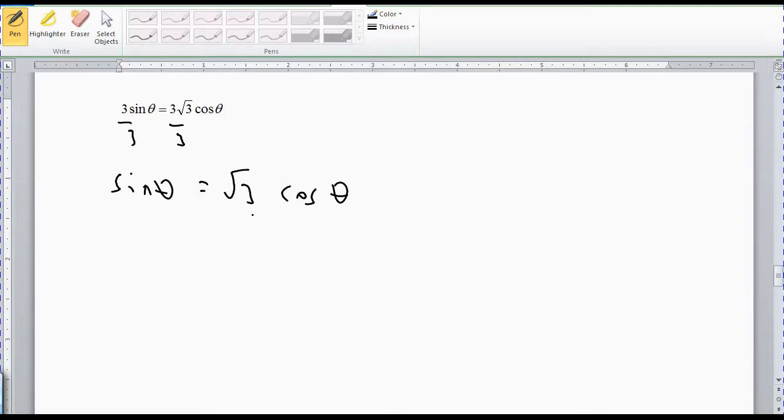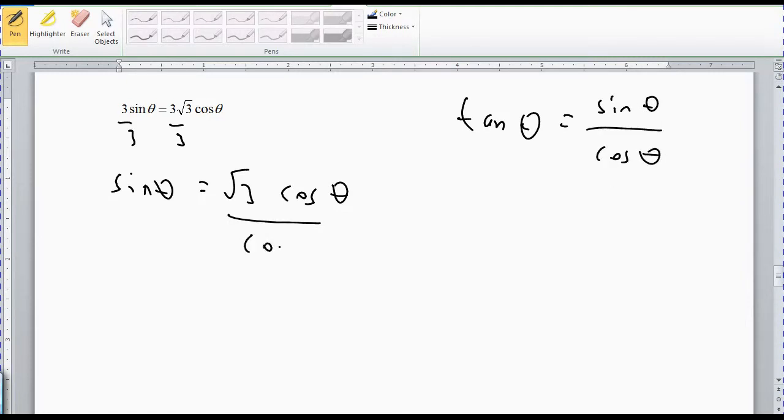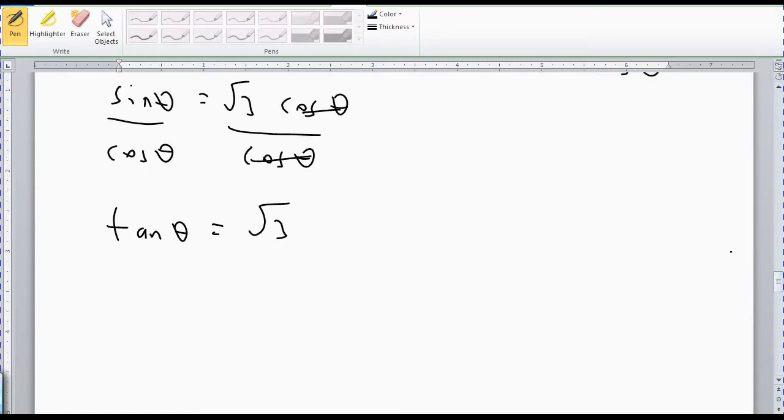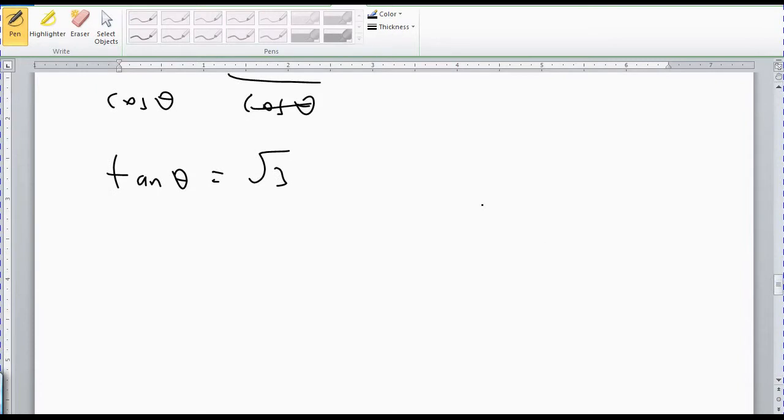If you notice, I see a sine and a cosine. What else do I know has sine and cosine in it? Tangent or cotangent, but I like to use tangent better. Tangent is the same as sine over cosine. So what that means is I want to divide both sides by cosine theta. And sine over cosine is tangent theta. Well, look at that. I now have an equation I can solve, and I can solve it in my head. How do we do that?